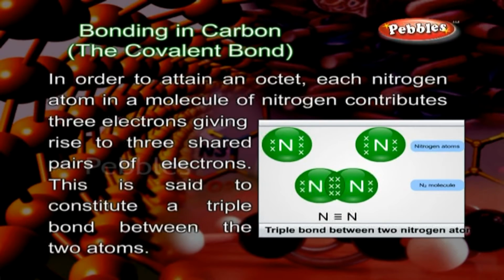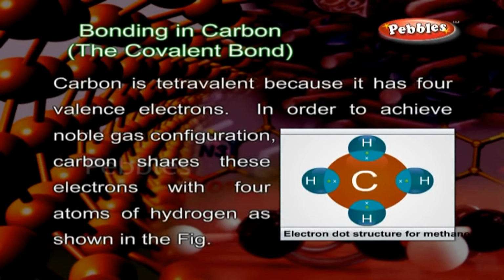In order to attain an octet, each nitrogen atom in a molecule of nitrogen contributes 3 electrons, giving rise to 3 shared pairs of electrons. This is said to constitute a triple bond between the 2 atoms. Carbon is tetravalent because it has 4 valence electrons. In order to achieve noble gas configuration, carbon shares these electrons with 4 atoms of hydrogen as shown in the figure.